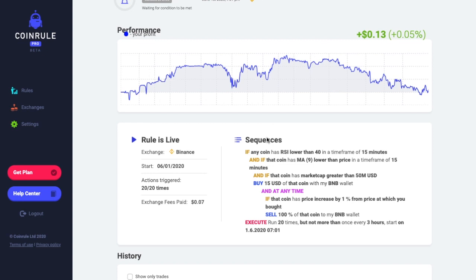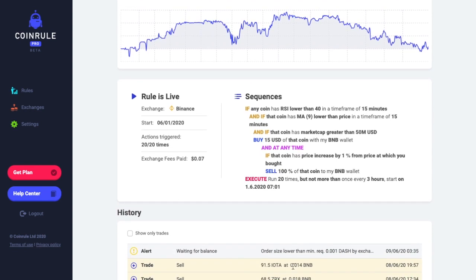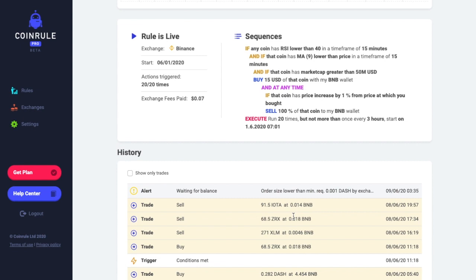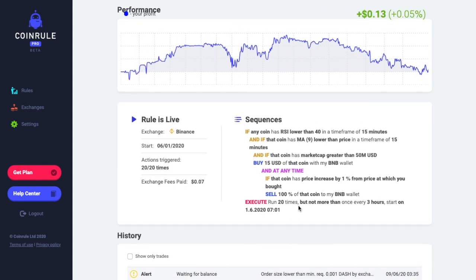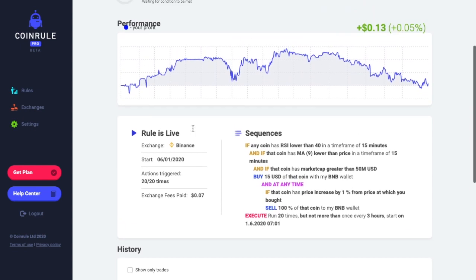I launched this rule at the beginning of June, the 1st of June, and as you can see, the first weeks it performed quite well. Bear in mind that the first time that I tried this rule, I didn't use any stop loss, so basically the rule managed to close in profit, actually 19. I am still waiting to close the last trade, so that's why the rule is still live.